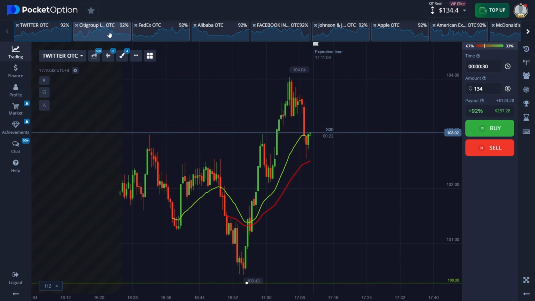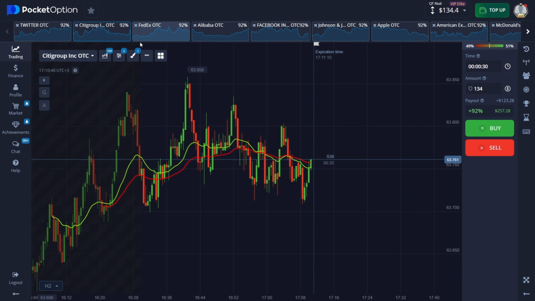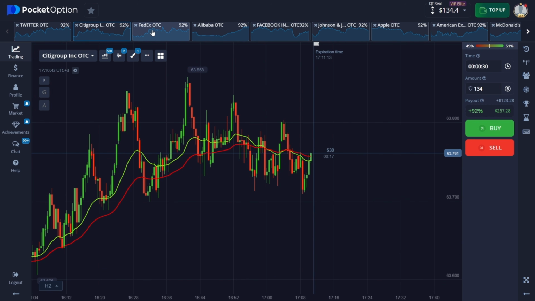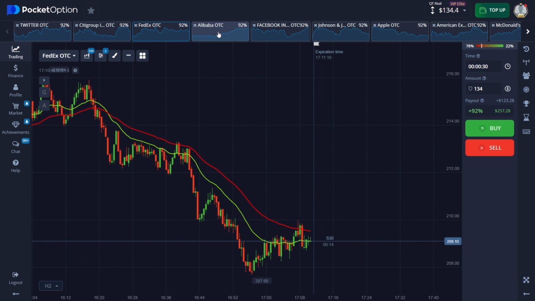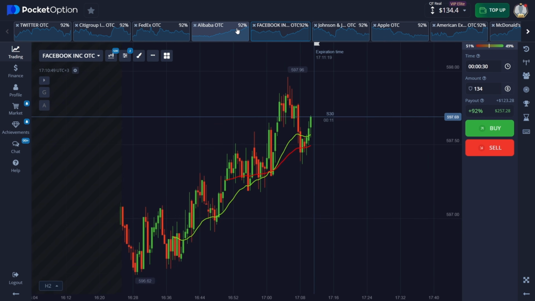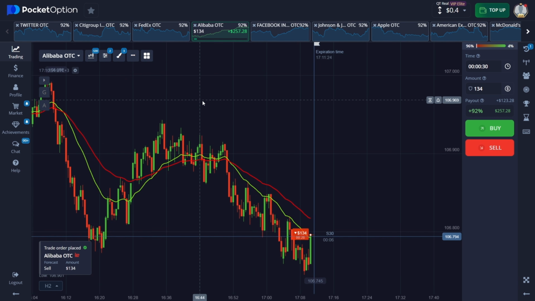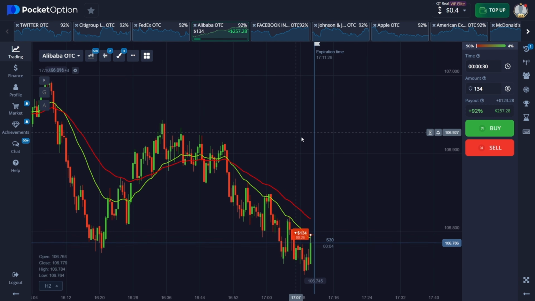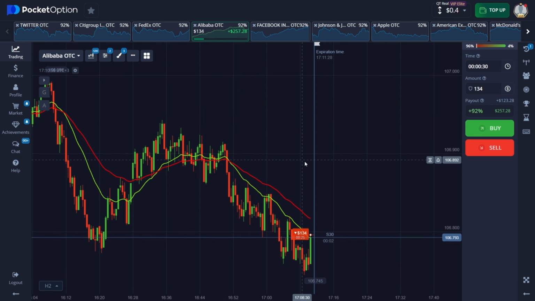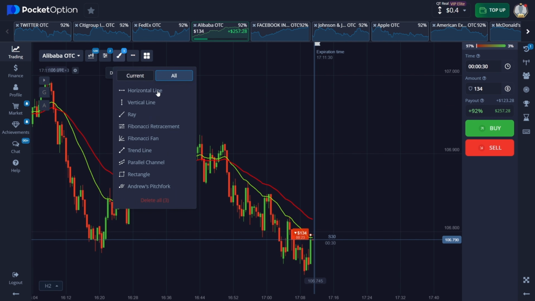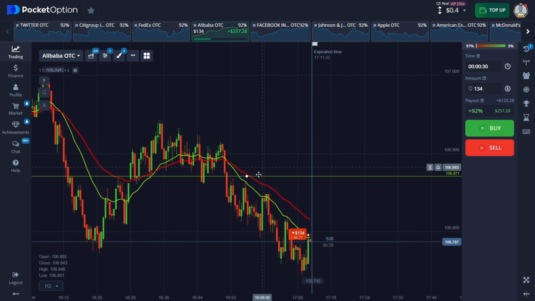Let's find a trade for $134 in this compounding session. Here we have a trade on Alibaba OTC, and I placed the trade for a downside move, exactly from the 25 EMA. As you can see, there was a downtrend, and the candle was facing resistance from the 25 EMA.